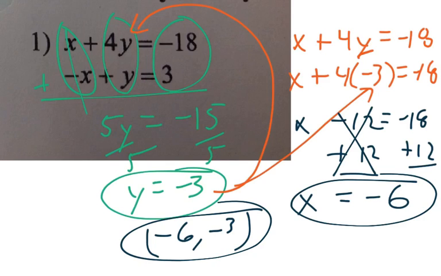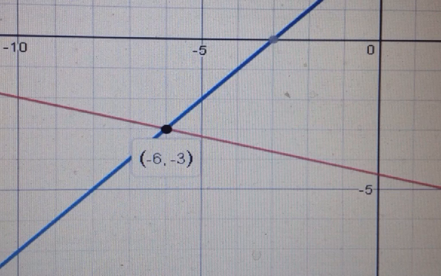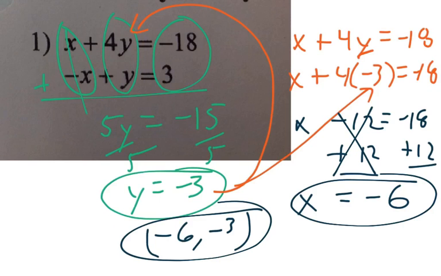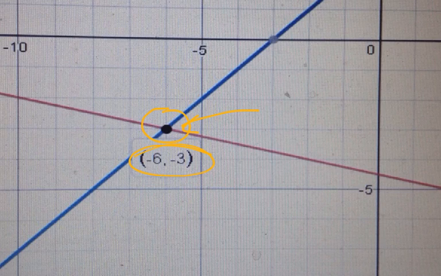So pause the video if you need to. Now the important thing though, guys, is, don't forget, what's all this algebra do? If we look at the actual graph, notice right there, they cross at negative 6, negative 3. Again, everyone see how the red and blue lines cross each other? And that, of course, corresponds to our answer, negative 6, negative 3. So pause the video again if you need to.